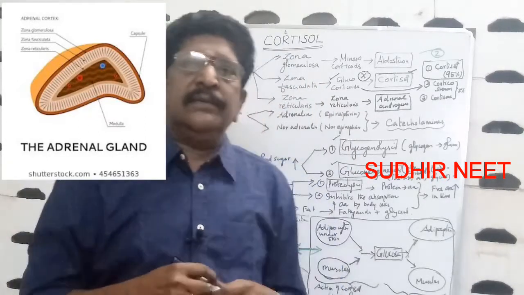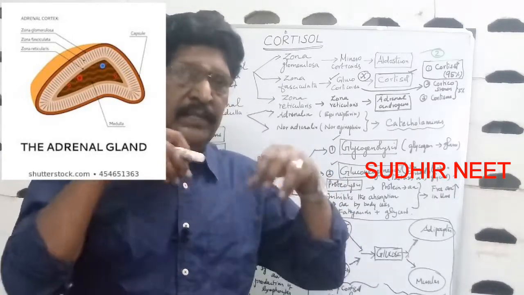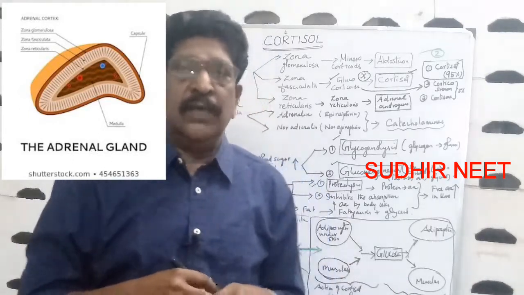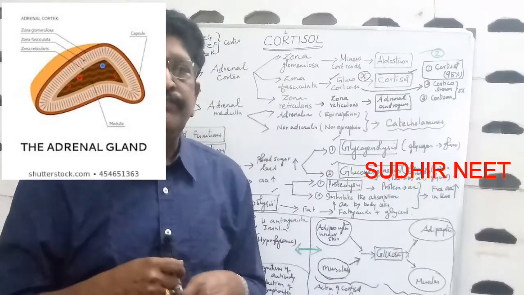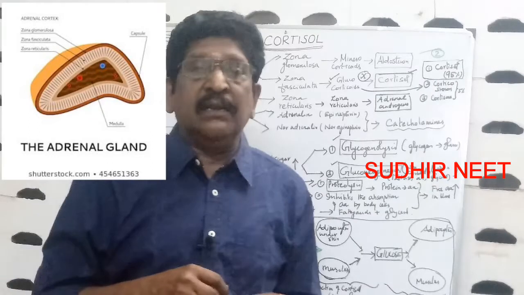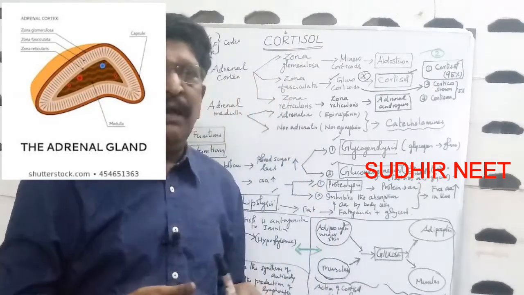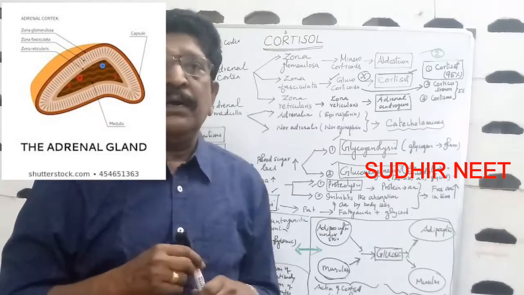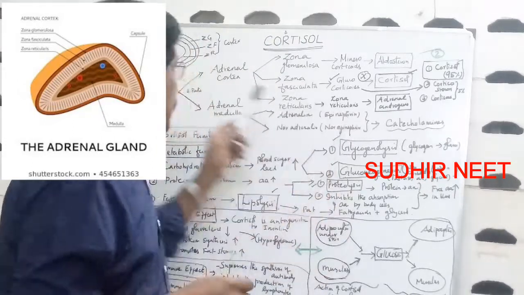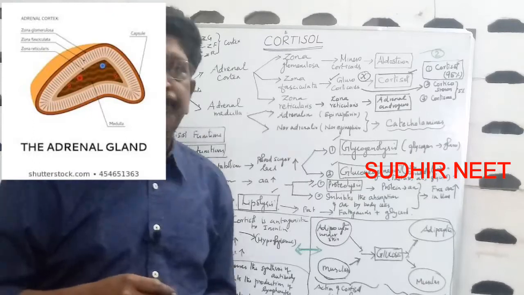The adrenal gland is a pea-like structured gland on the top of the kidney. So a pair of adrenal glands on the top of the kidney. They are also called the suprarenal glands. If we take a section of the gland, it has two parts: one outer cortex and then inner medulla. So this is the outer cortex region and then the inner medulla region.